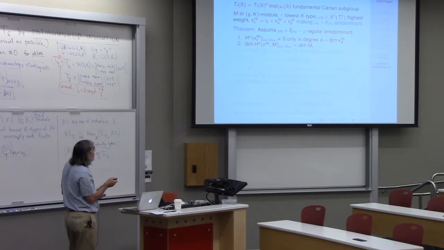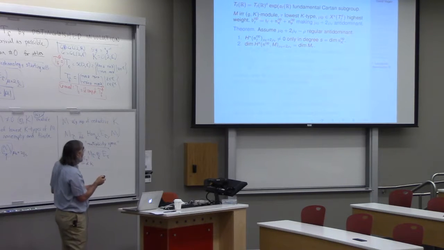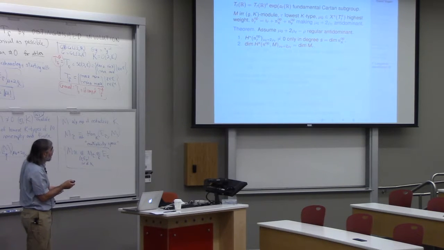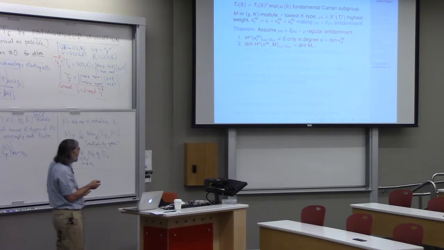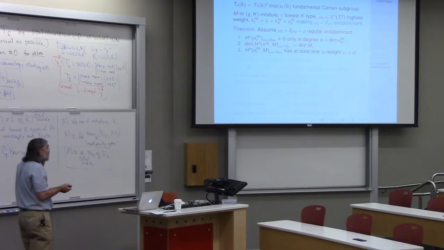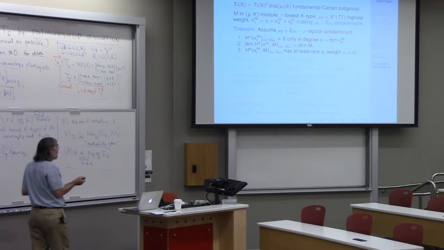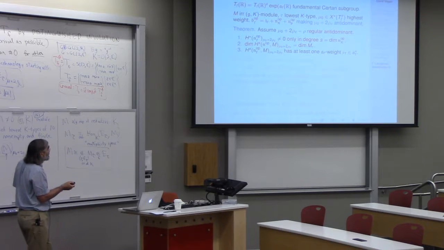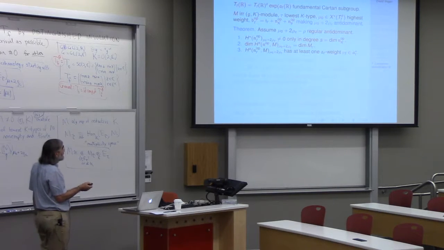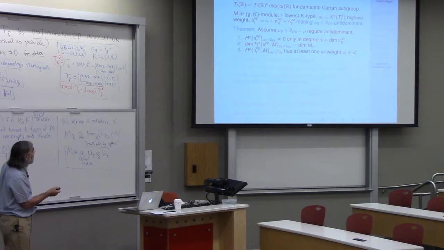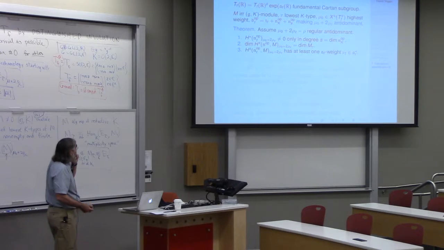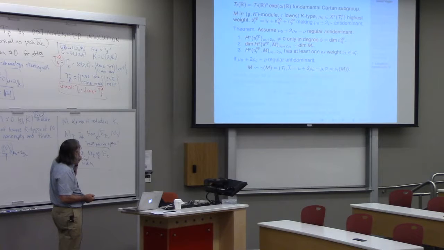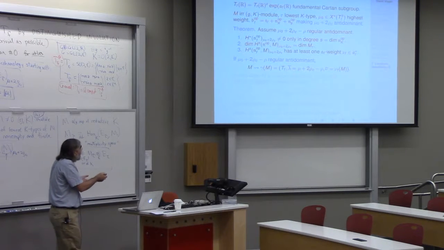Since I chose tau naught, tau naught was supposed to occur in M. So if I put tau naught here, this space is non-zero, and so it's a finite dimensional space. It has a weight for the action of this split part. So just write nu F for some weight, some eigenspace for these AF guys acting on this space. Okay. Well, that's the end of the theorem.